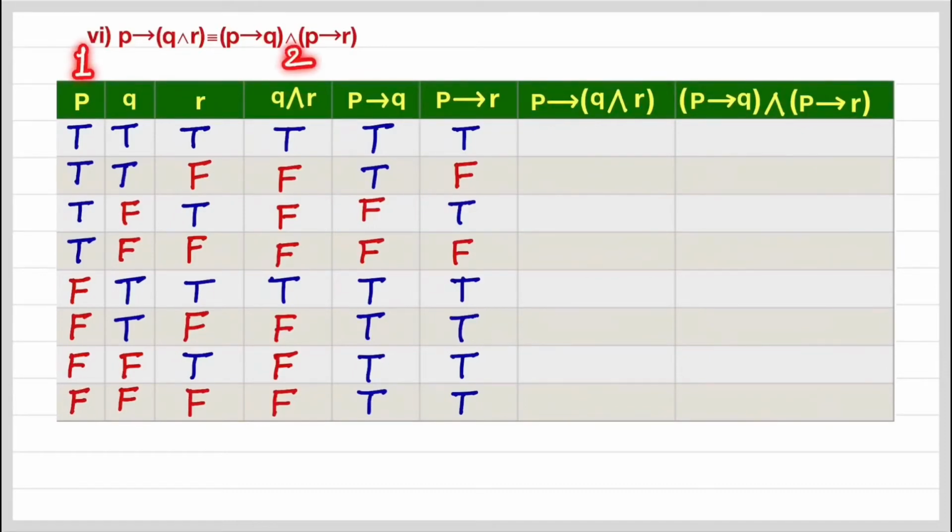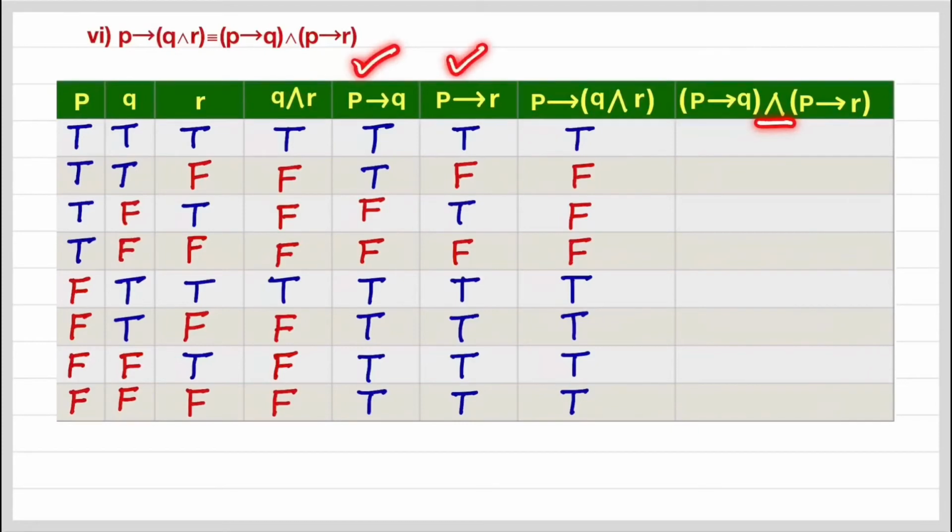Now the implication of P and Q and R. P is the first statement and Q and R is the second statement. When the first statement is true and the second statement is false, the implication is false. At second, third and fourth, this condition is satisfied. Therefore, the second, third and fourth entries are false and all other entries are true.